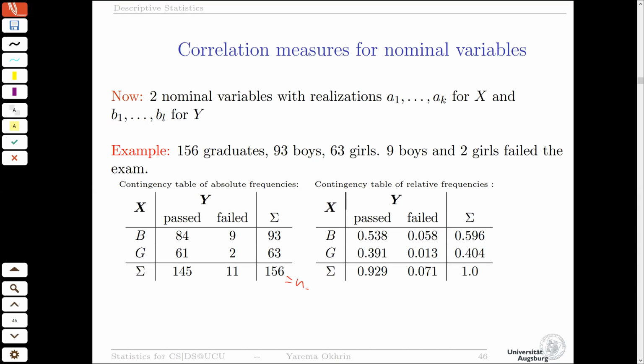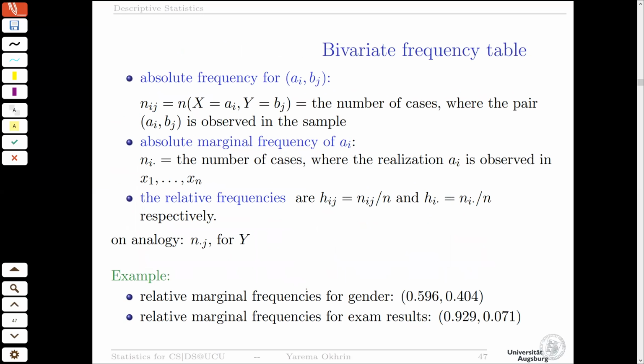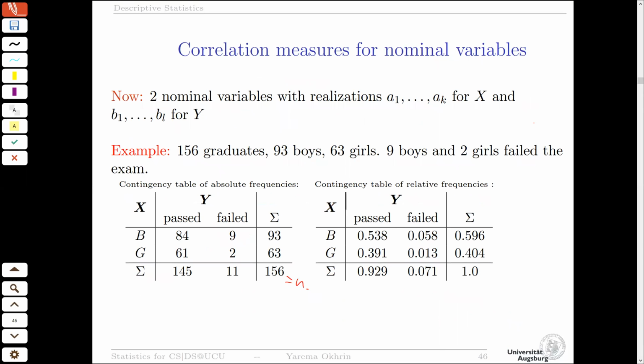So what we can do with that, we can first try to formalize this, and then we'll build a correlation method for it. So let us define some frequencies. Nij is the absolute frequency of the pair Ai and Bj. Say in our notation, N11 is the number of girls who passed the exam. So N11 is going to be this one.